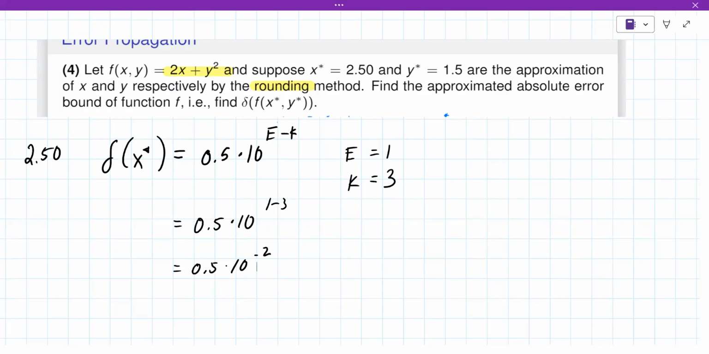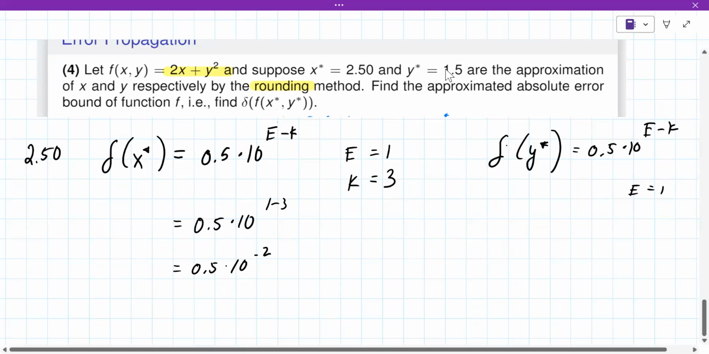Let me just look ahead here and make sure we're not doing anything wrong. We pick partial derivatives, and then we have to evaluate at the number. Okay, so you don't need that yet. Then you do the same thing for delta y star. Delta y star is 0.5 times 10 to the e minus k. So you do the same thing in your problem. e is 1 because y star has one digit left of the decimal. k is 2, there are 2 significant digits.